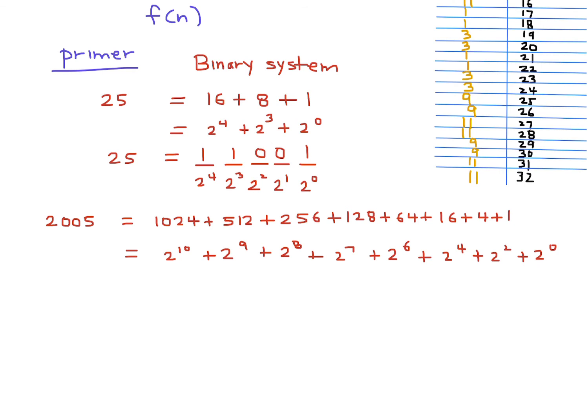So in binary, it would be written as 1, 1, 1, 1, 1, 0 because there's no 2 to the power of 5, 1, 0 because there's no 2 to the power of 3, 1, 0 because there's no 2 to the power of 1, and finally 1. So there you go. That would be its representation in binary. 1, 2, 3, 4, 5, 6, 7, 8, 9, 10, 11. Okay? So I hope you understand that, because that's going to be at the heart of our way or system of figuring out f at n.